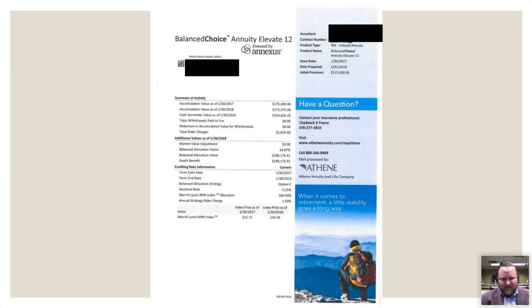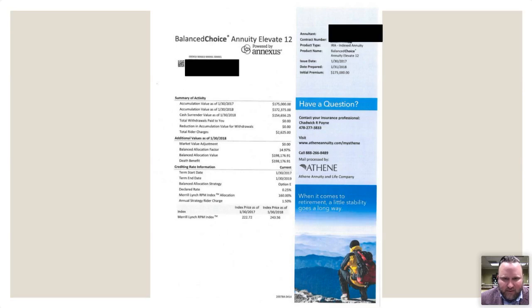Balanced allocation value is $198,176. The reason I wanted to bring this up is the balanced allocation value is higher than the accumulation value, because this is a 2-year point to point, meaning it goes for 2 years instead of 1 year. Inside of an annuity contract, sometimes there's a 1-year period of time where you get interest credits, other times it's 2, sometimes 3, but this one's 2 years. So you can see the term start date, 1/30/2017, term end date, 1/30/2019. So that's a 2-year period.